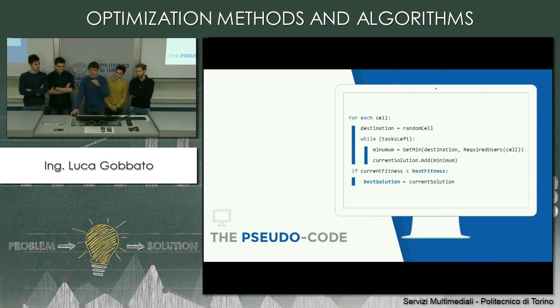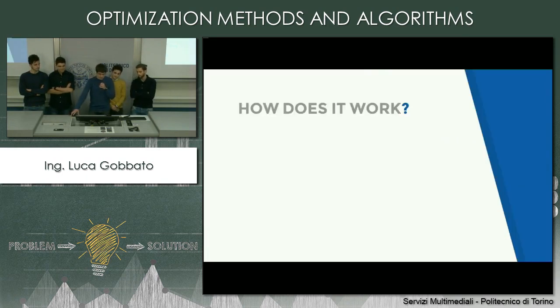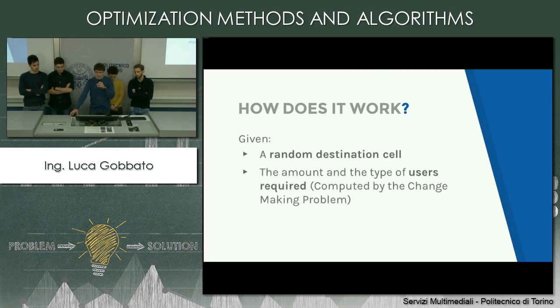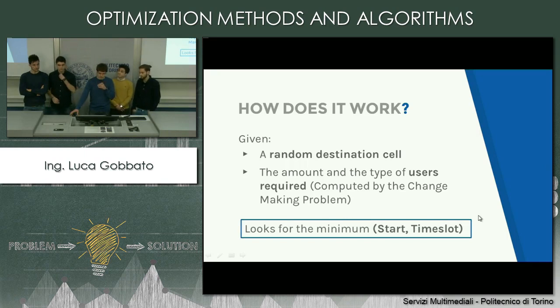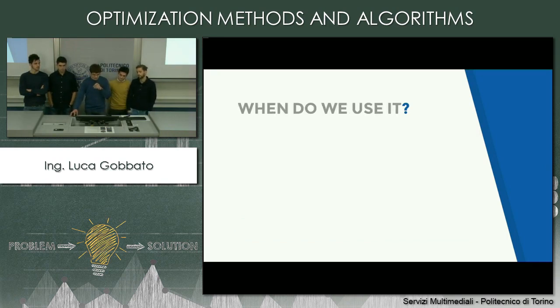If you take a look at the pseudocode, it may be quite confusing, so I will explain it in detail in this slide. Given a random destination cell and the amount and the type of the user required, which are computed by the change-making problem, it looks for the minimum pair, starting cell and time slot. I have to say that this is the only method that sometimes runs in a multi-thread environment.